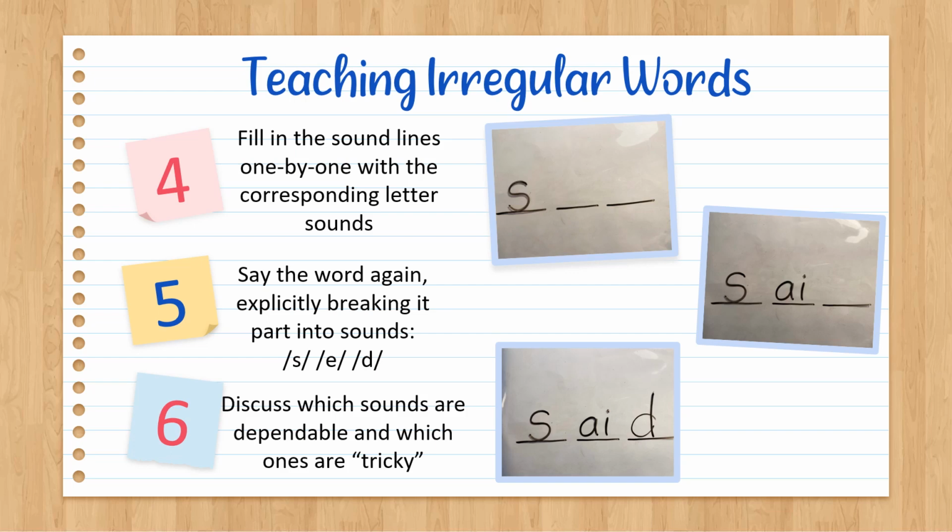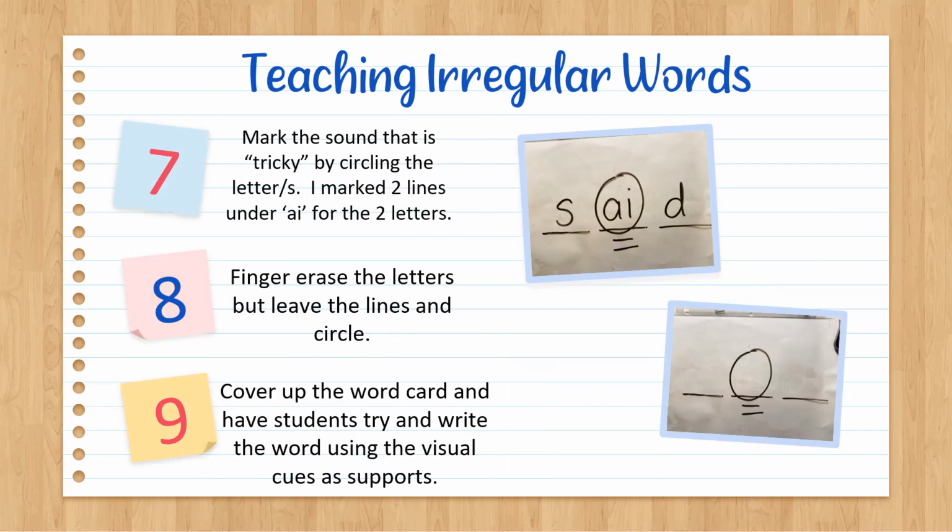The last sound is d. The letter D makes that sound. Is this a dependable sound? Why, yes it is. It is a dependable sound, so let's give it a thumbs up. As you are explaining each sound line and letters with your students, circle the tricky sound. Draw 2 small lines under the AI sound line as a reminder that there are 2 letters in that spot. These lines and circle will serve as a visual support or scaffolding for your students.